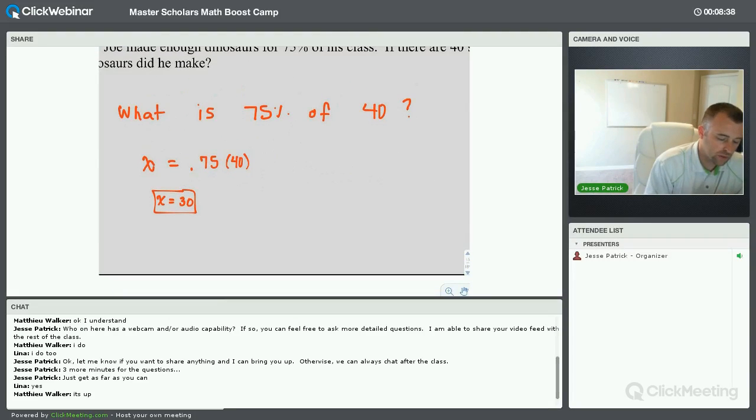So that's what we're asked to do. I said x equals, that's the "what is." 75% is 0.75, of 40 is times 40. You multiply it, and you get your answer.